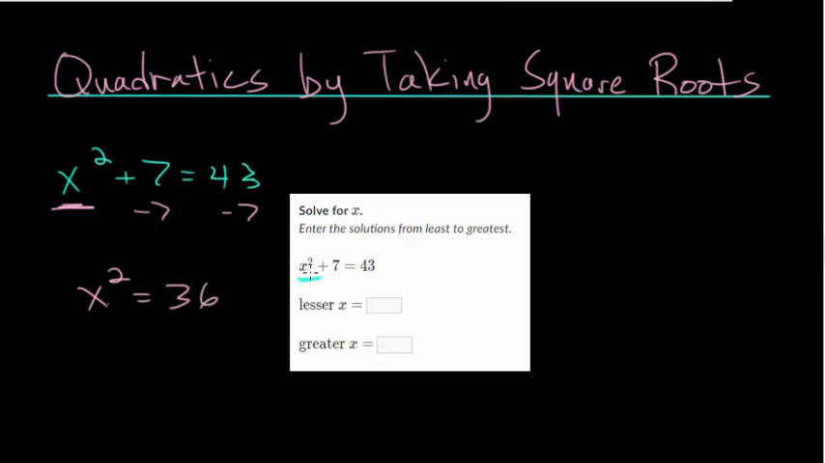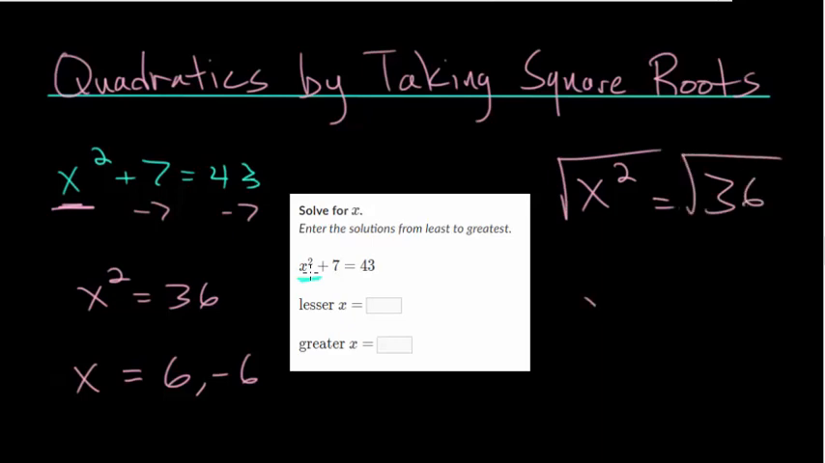And from here, what number squared gives us 36? Well, there are actually 2 different numbers here. Positive 6 works, 6 times 6 is 36, but negative 6 works as well, since a negative times a negative is a positive. So this would also give you 36 when you square it. So when you take the square root of each side, you have to rewrite this as plus or minus the square root of 36 to account for the fact that there are 2 solutions.